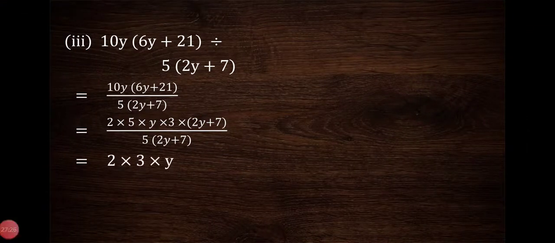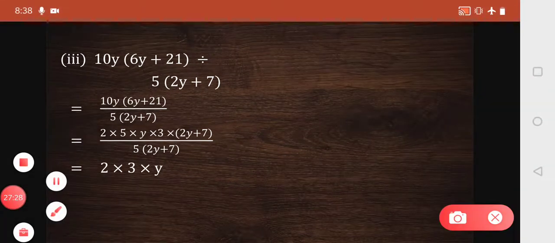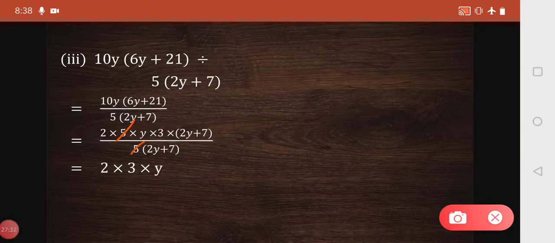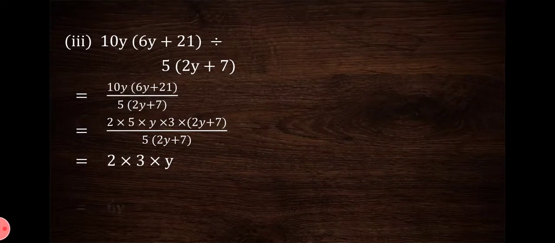Now here again you can see that we can cut 5 common in the numerator and denominator, and 2y plus 7 and 2y plus 7 as common in the numerator and denominator. So we will be left only with the numerator, that is 2 into 3 into y, that is equal to 6y.